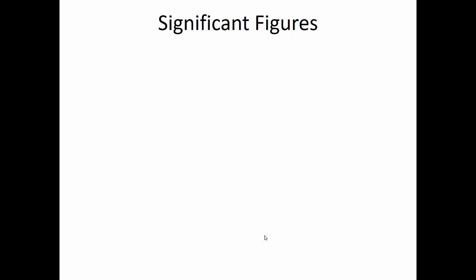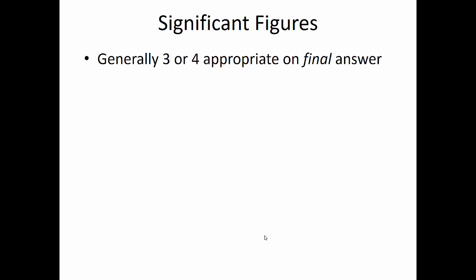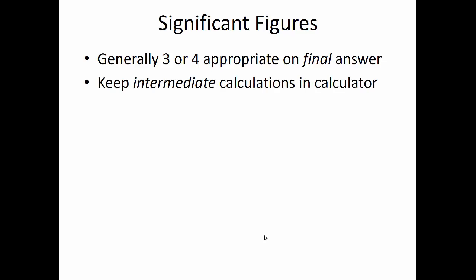Finally, let's talk briefly about significant figures. It's important as engineers that we know when to stop when we're writing out the numbers that we're working with. We don't want a whole list of numbers that are out several decimal places that we really can't use. So generally, for engineering principles, we use 3 or 4 appropriate significant figures on the final answer. Keep your intermediate calculations in your calculator as long as you possibly can. That helps eliminate rounding errors, and we just round at the final answer.